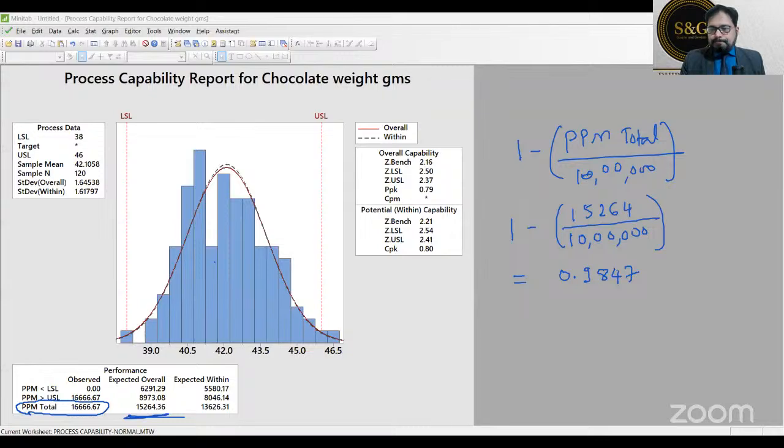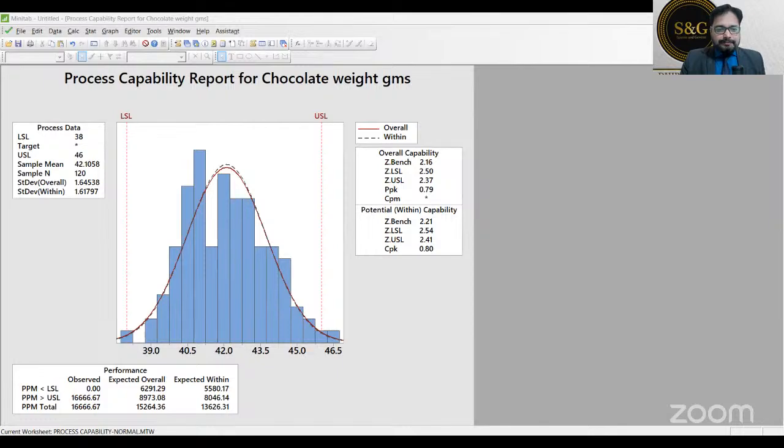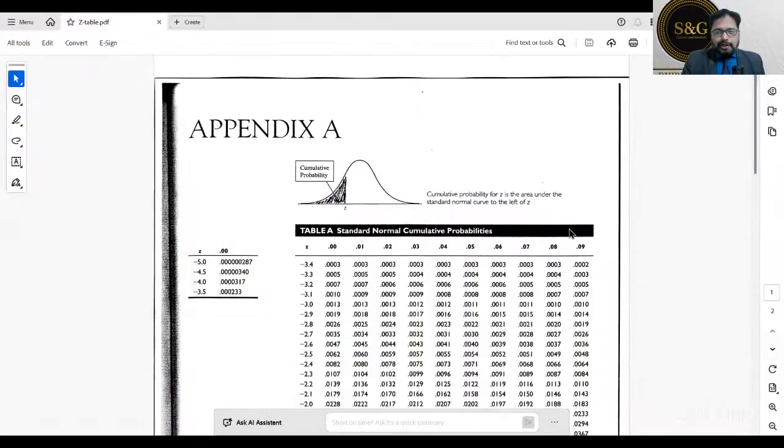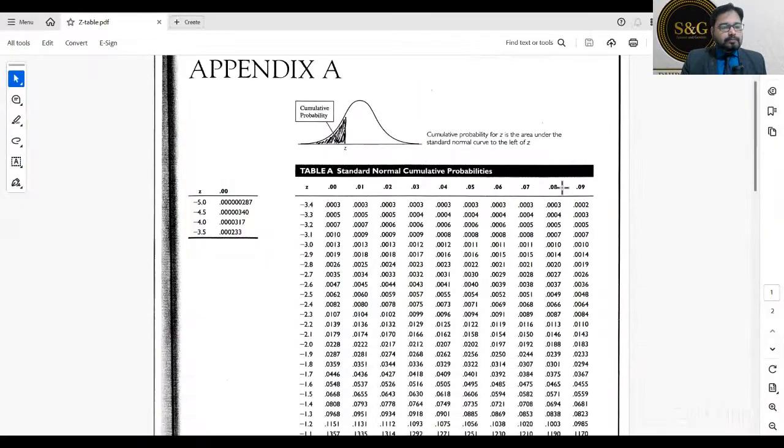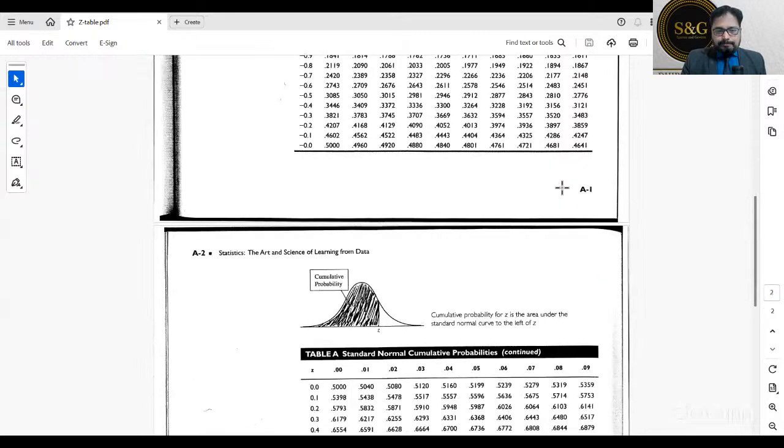$0.9847, right? Everybody download it. Once it is downloaded, let me know in the chat box. Fantastic. Super. So it looks something like this. Open the Z table.